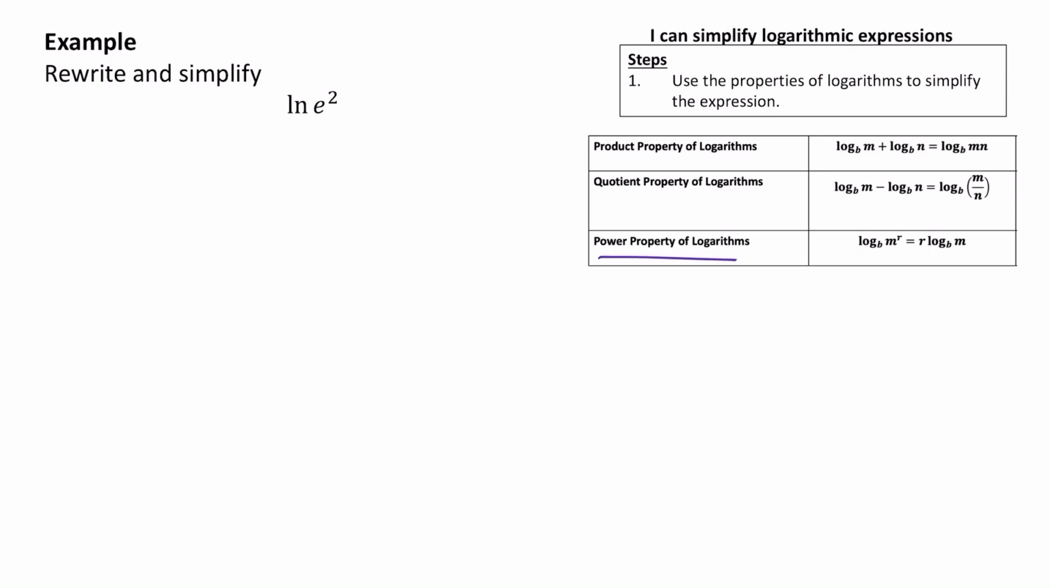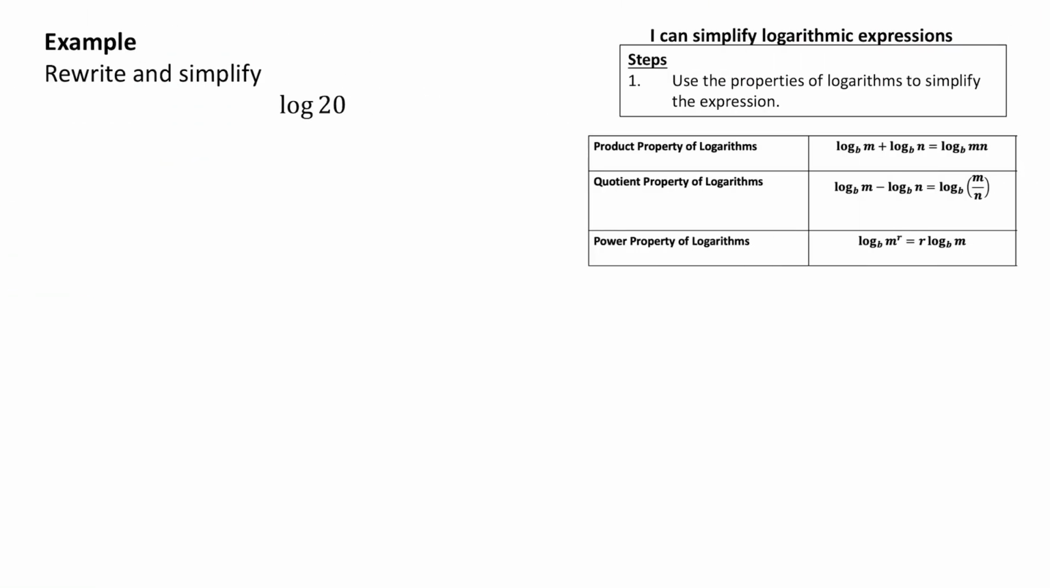So we can use the power property to rewrite this, right? We can bring that 2 down in front, so we have 2 natural log of e. So remember, if we're taking the natural log of something that is equal to the base, that is just going to equal 1. So this is basically 2 times 1, which will simplify to just 2.